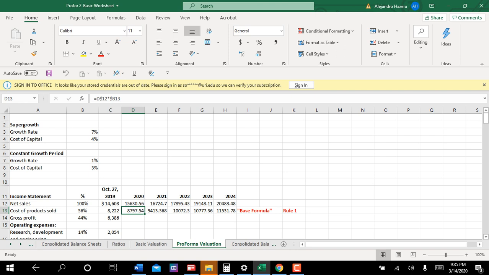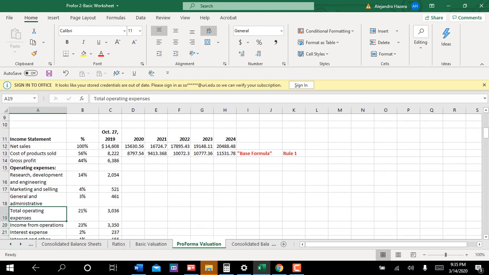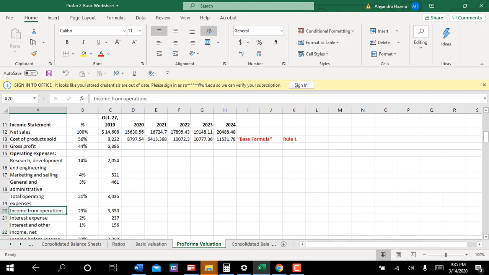This is very important. On any set of pro forma financial statements, subtotals should be calculated as subtotals. Here's what I mean by that: gross profit is a subtotal. We know from basic accounting that gross profit is net sales less cost of goods sold. Total operating expenses, that's a subtotal too. That's the sum of all your operating expenses. Income from operations, that's a subtotal too. That's going to be your gross profit less your operating expenses.